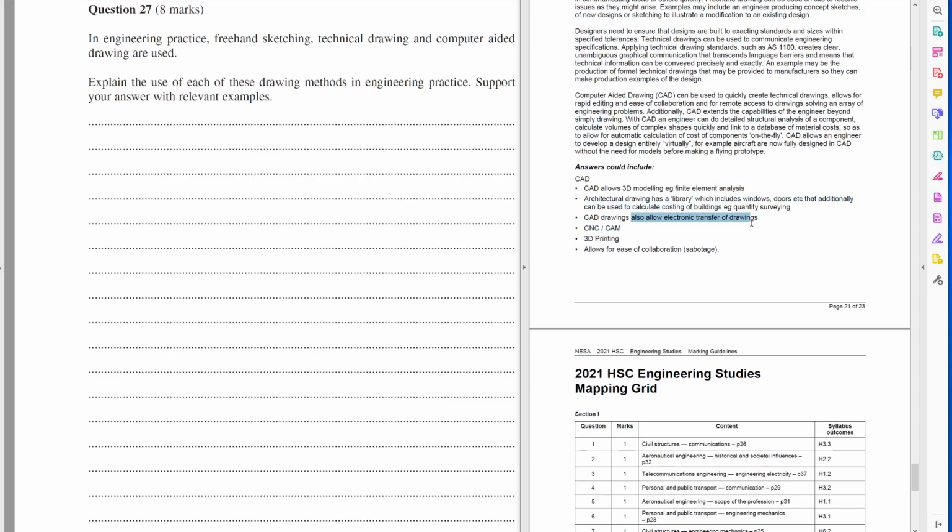Electronic transfer is really important. If you're working with overseas offices, my office worked with an engineering firm in England to build the new Wembley. When I say the new Wembley Stadium, I'm talking about 20 years ago. 3D printing, collaboration. Easy collaboration, sabotage. I guess there's a thing that.